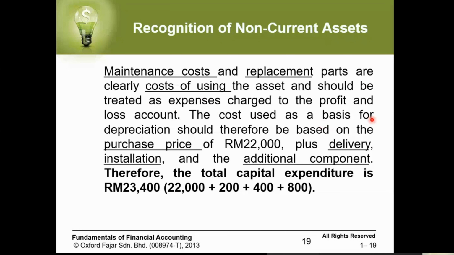The cost used as a basis for depreciation should therefore be based on the purchase price, 20K, plus delivery, installation, and the additional component. So it's 23,400. This is the cost which we're going to consider for depreciating.